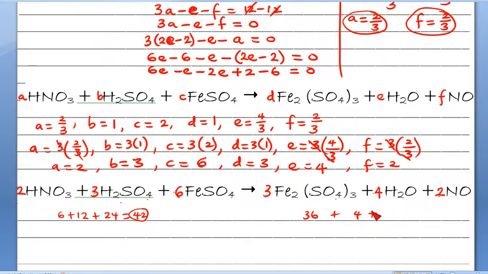For sulfur, we have 3 atoms of sulfur here. We have 6 here. 6 plus 3, making 9 atoms of sulfur. Let's come over here. Sulfur here is 3. 3 times 3, 9. Balanced also for sulfur. Let's now see iron. Iron is 6 atoms of iron. What about this side? 3 times 2, 6 atoms of iron also. So the equation is perfectly balanced, correctly balanced.